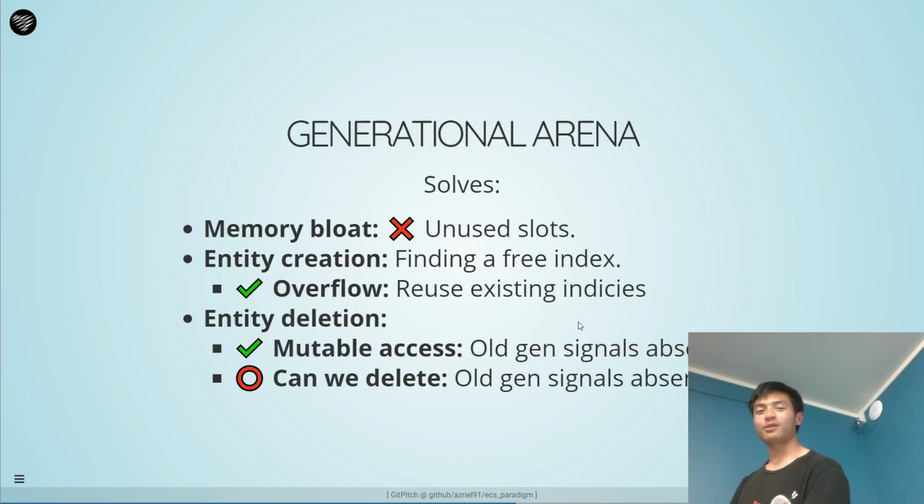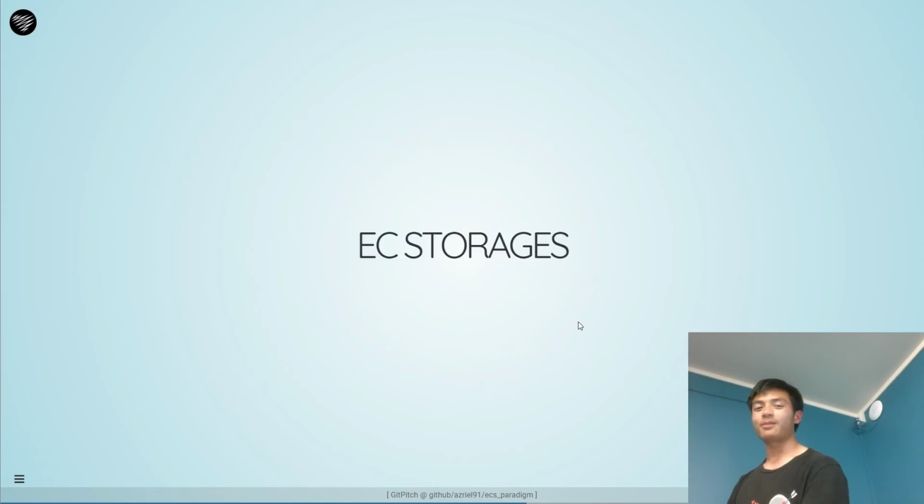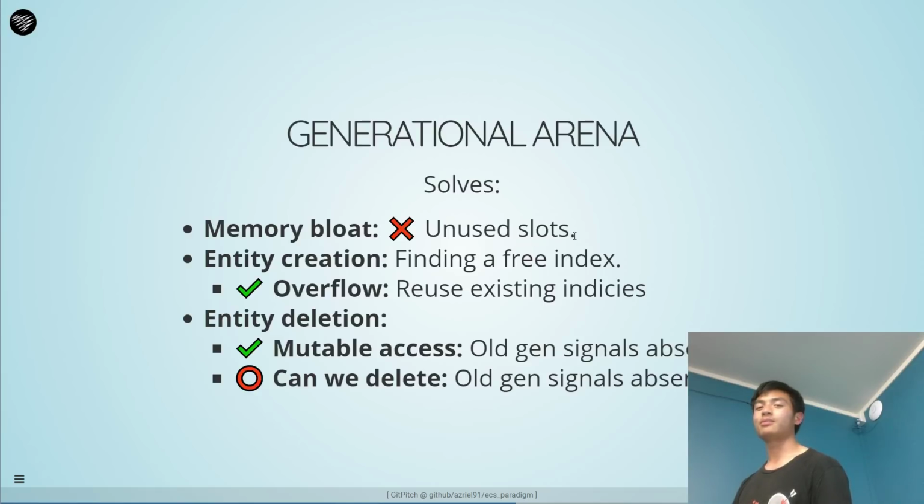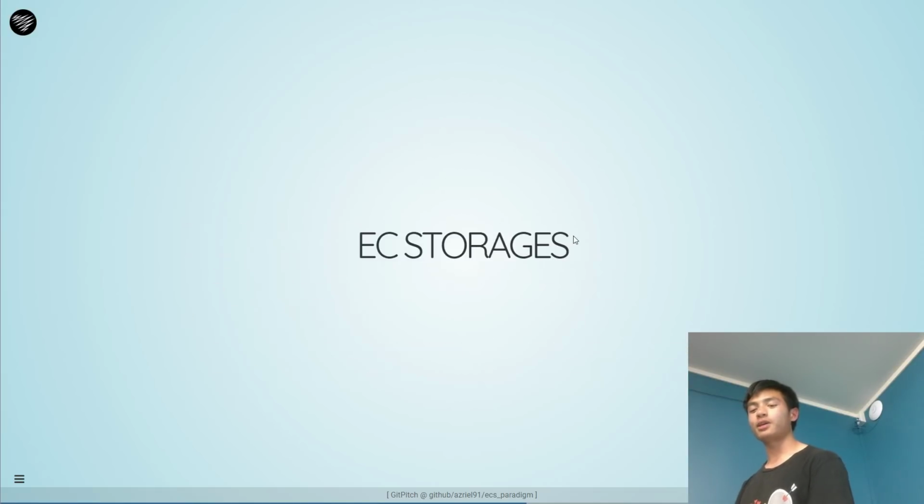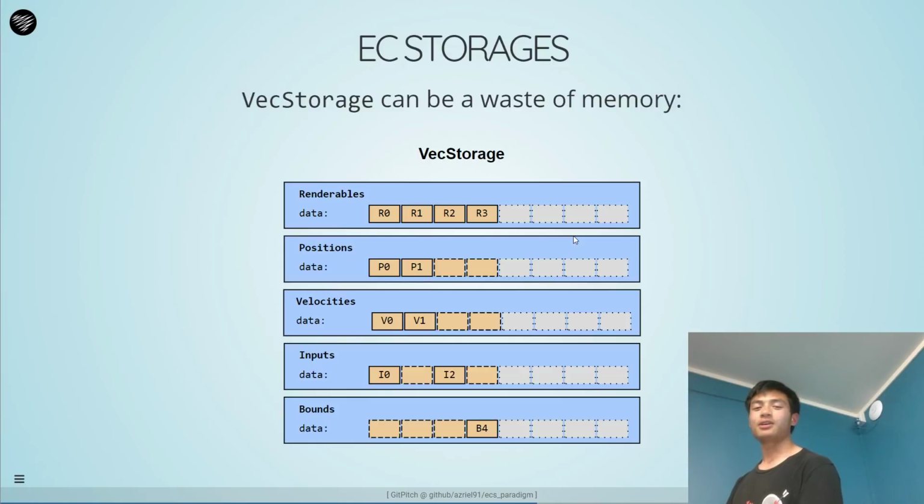And I think we'll go through one more, where we'll look at how we solve the memory bloat problem. So here, entity component storages. If we use a vector to back every single component that we store, it can be a waste of memory. In this example, you can see that for renderables, it's okay because we're using every single slot in the vector.